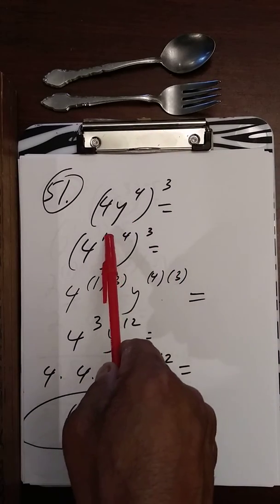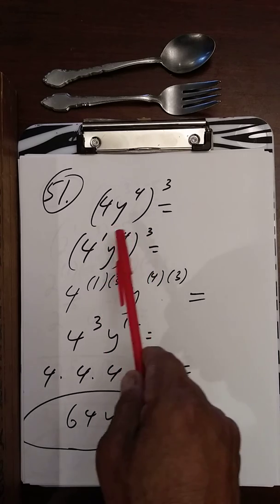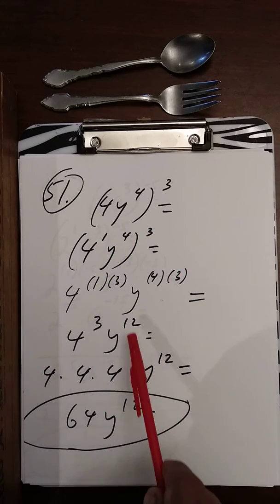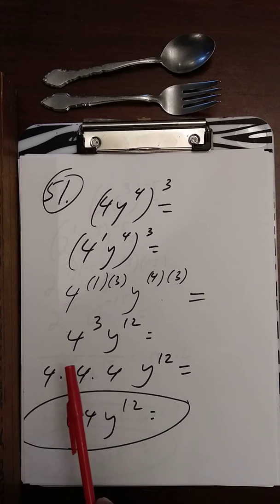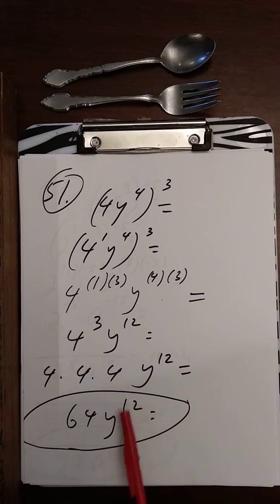Rewrite it with a 1 power right there. So now 3 times 1, 3 times 4, 4 to the 3, and we have 12. 4 times 4 times 4 is 64, y to the 12.